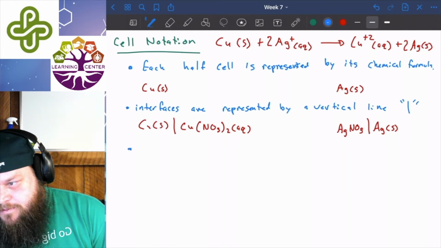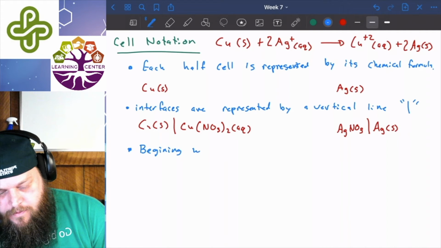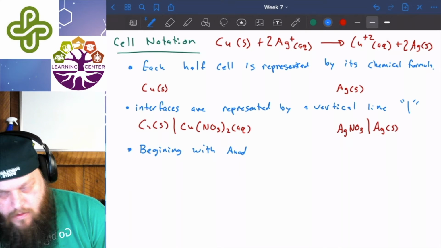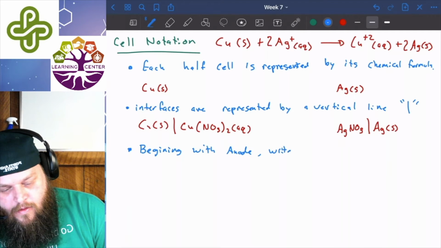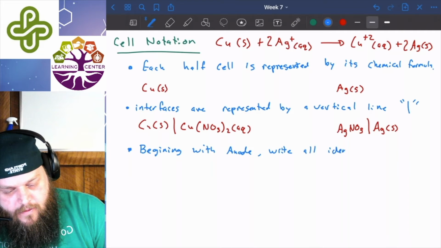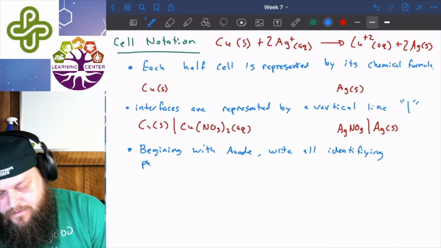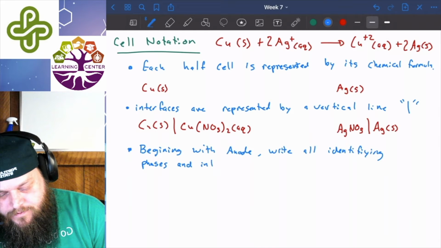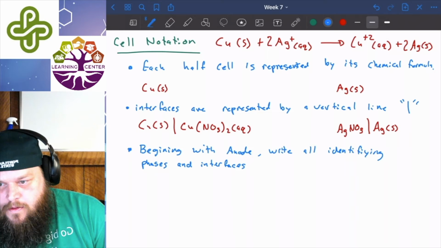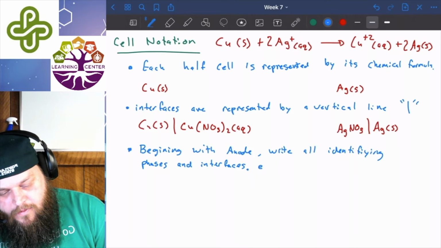So last step, beginning with the anode, write all identifying phases and interfaces. And then I can just say end with the cathode.